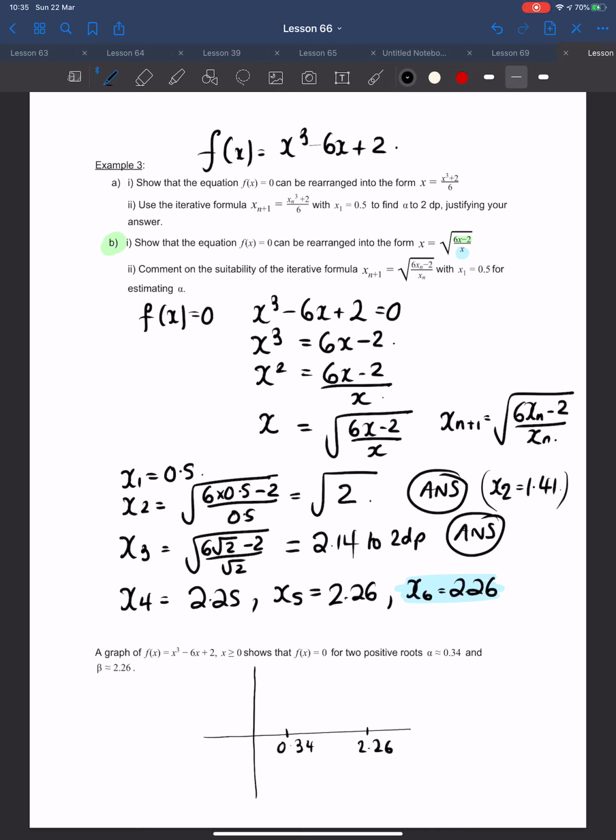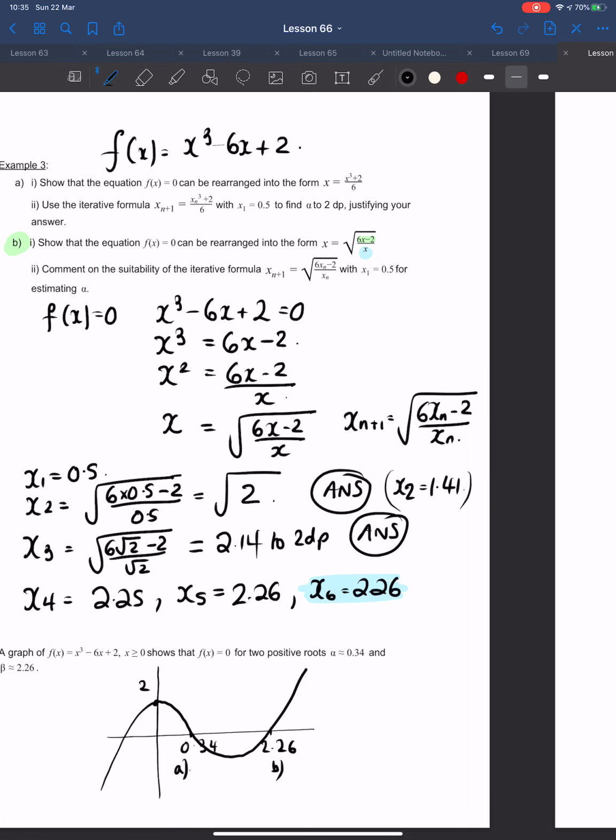So if you sketch that on the internet, you would see this. This goes through x is 0, y is 2. Okay, so this cubic's going to look something like this. So part A gave us that one, part B gave us that one. So it all depends on how you rearrange it, which one you get.